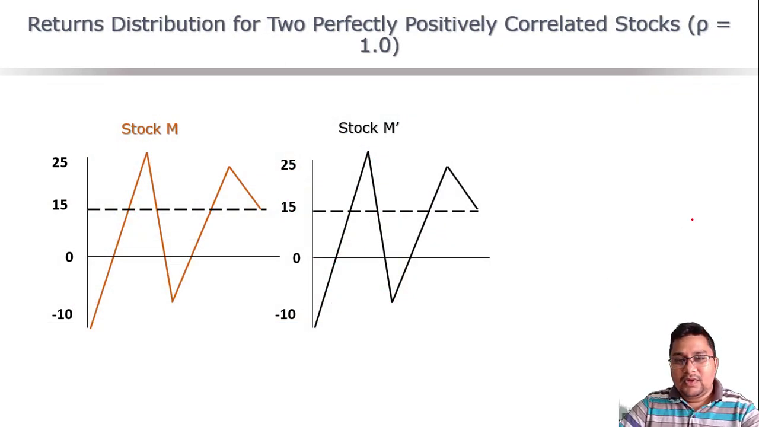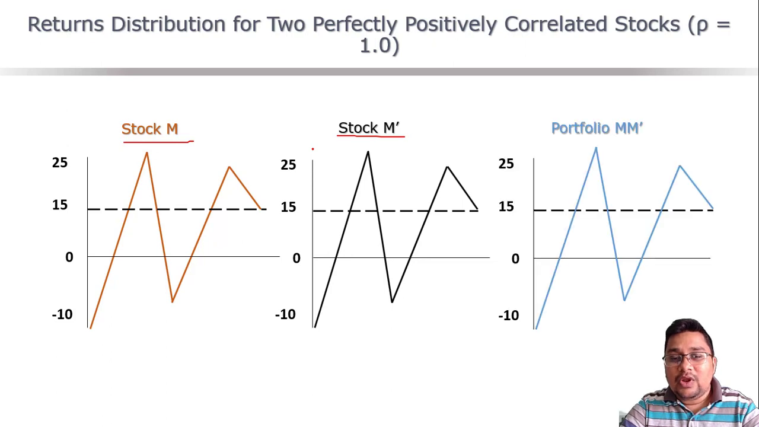Another example, if the returns are perfectly positively correlated, you can see when the return of stock M increases, the return of stock M dash also increases. So the increase and decrease of the two stocks happen together. It is not in the opposite direction, it happens in the same direction. So in that case, our correlation is perfectly positive, that means +1. So in that case, you will not get any diversification. The portfolio will also have the same level of risk.